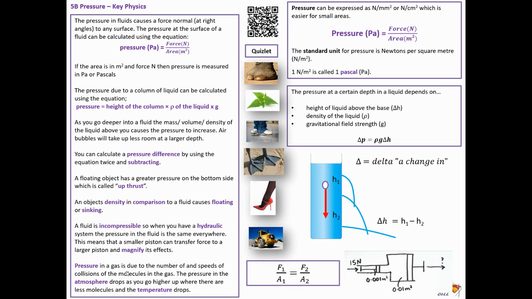Pressure in a gas comes into it as well, and is due to the number and speeds of collisions of the molecules in a gas. So the pressure in the atmosphere drops as you go higher up, where there are fewer molecules and the temperature drops, so they're not going as fast.